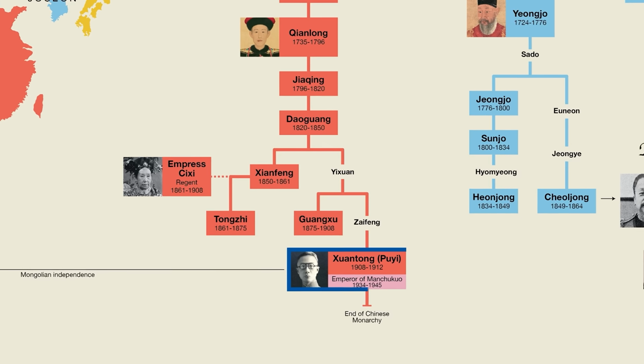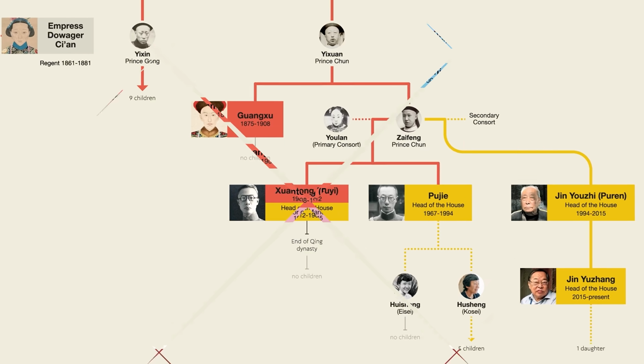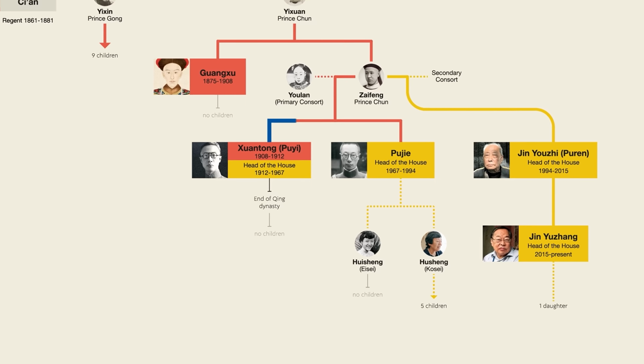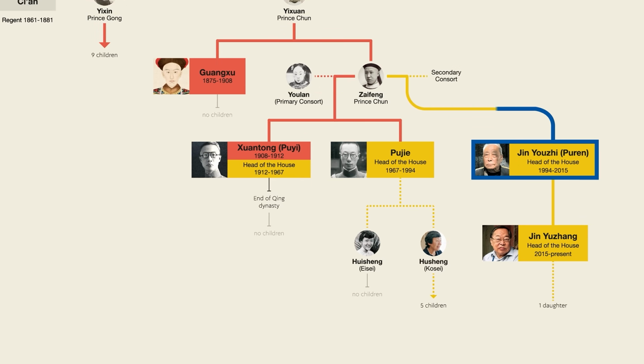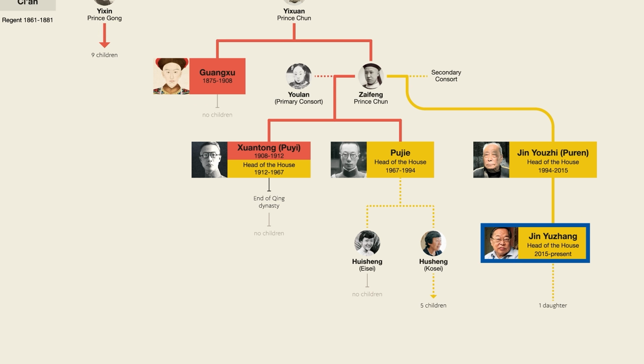So after his death, his claim to the imperial throne passed first to his full brother Pu Jie, who had only daughters, and then to his half-brother Pu Ren, better known as Jin Youzhi. Surprisingly, he lived all the way to 2015, at which point the claim passed to his son Jin Yuzhang. So it is this man here who would be emperor of China today.